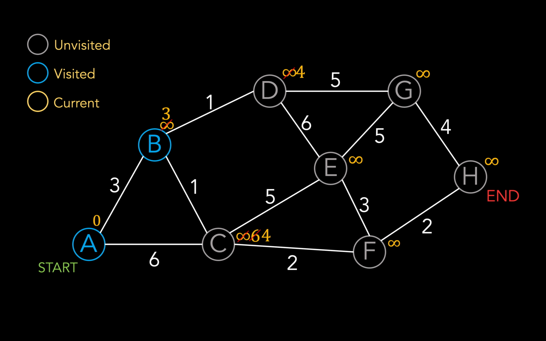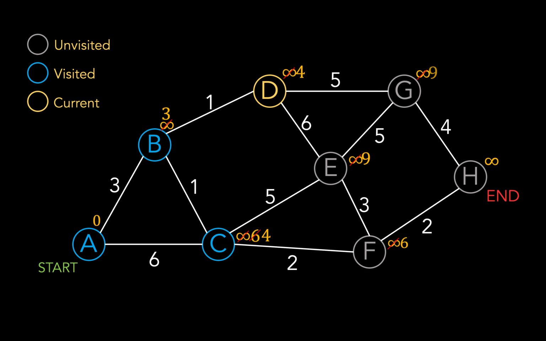Okay, so now we have to choose our next current node, and now we have a tie between C and D, so we just pick one randomly and go for C. Now we investigate all the unvisited neighbors of C. So we update the distance of F to 6, and we update the distance of E to 9. So C is visited, and we go to D.